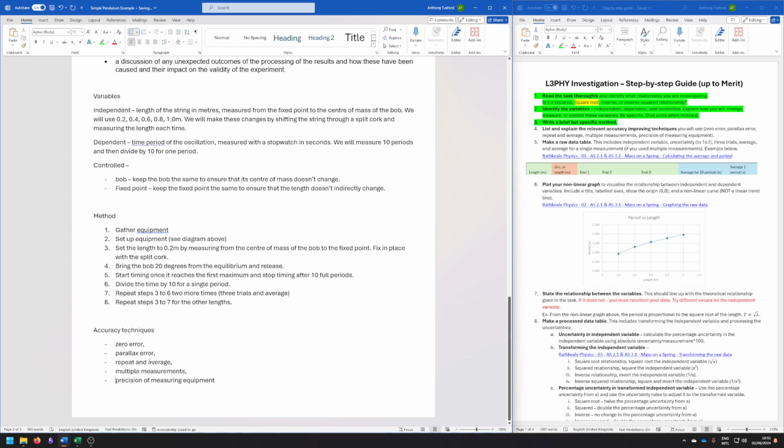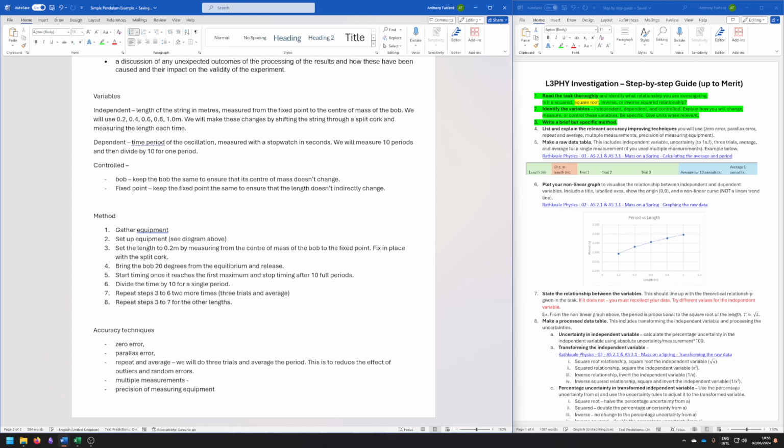So for us, definitely repeating and averaging. So just describe that. So we will do 3 trials and average the period. Why do we do this? This is to reduce the effect of outliers and random errors. Yep. Now you can go into a bit more detail here, of course.